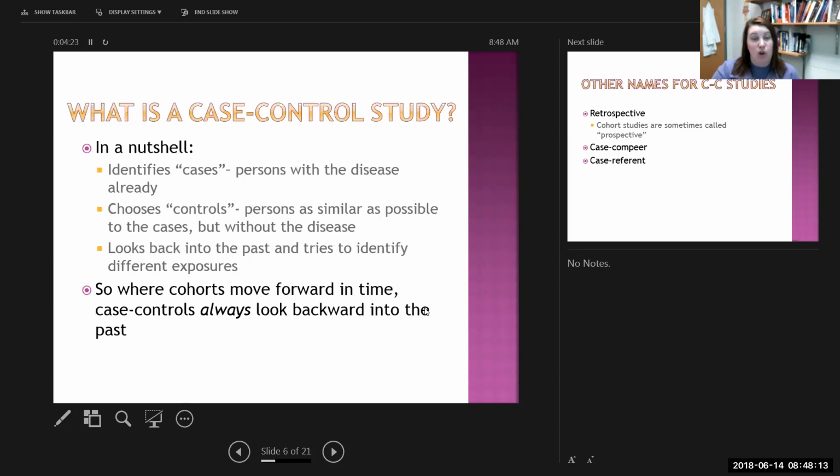So where cohorts move forward in time, case control is always looking back into the past. Again, it's retrospective, looking at cases from the past. As we mentioned before, sometimes case control studies are nice because you're not having to recruit people necessarily into your studies. You can pull existing case data and do that retrospectively if you could get, say, hospital records or something like that that's de-identified for you to use.